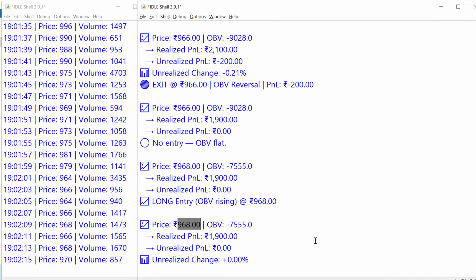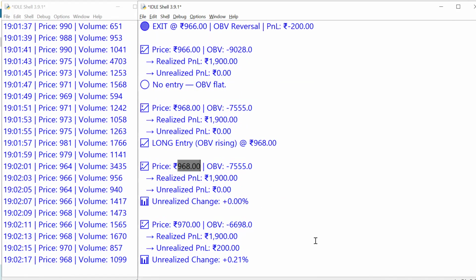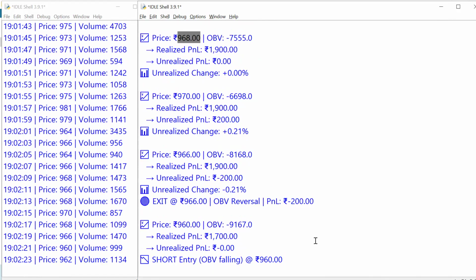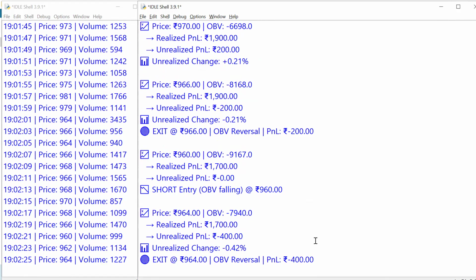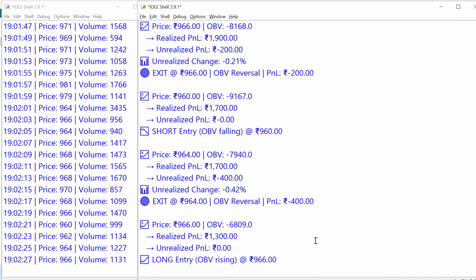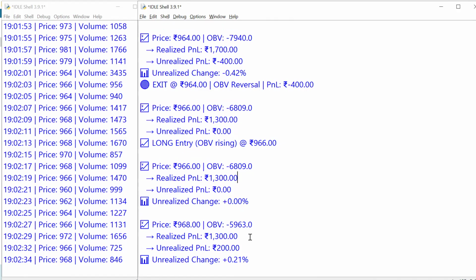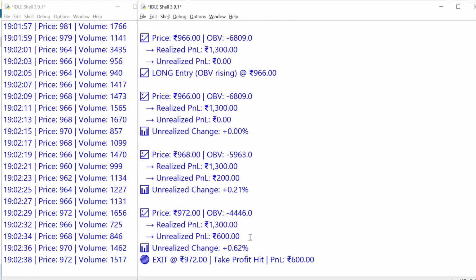Based on that, it basically fires a 1000 quantity, 100 quantity trade. Okay, we got a short entry again. It booked the loss also. You can see it booked the loss very fast. When it gets reversed, it just books the loss. When it gets in the right direction, it books the profit also.